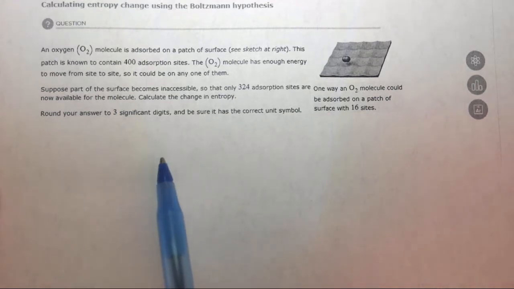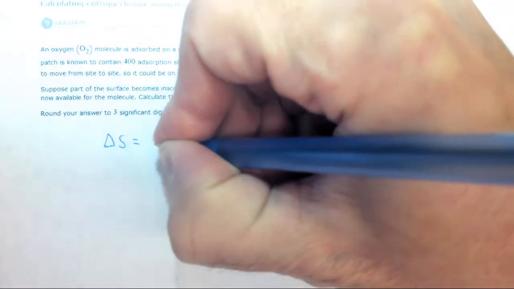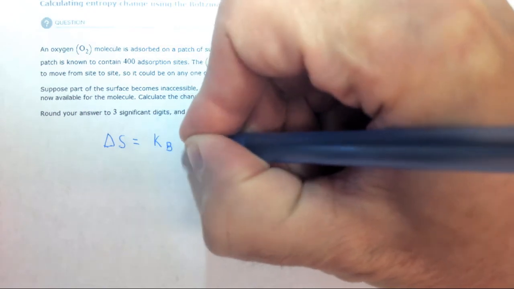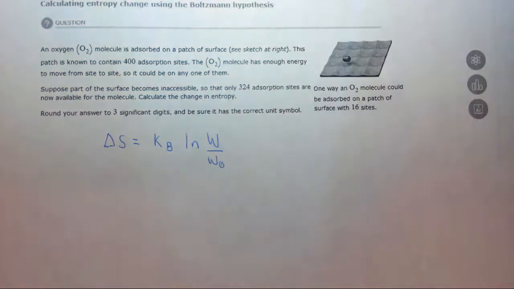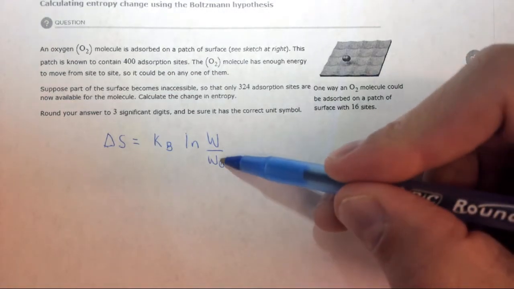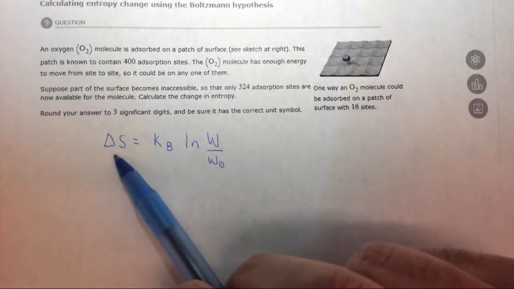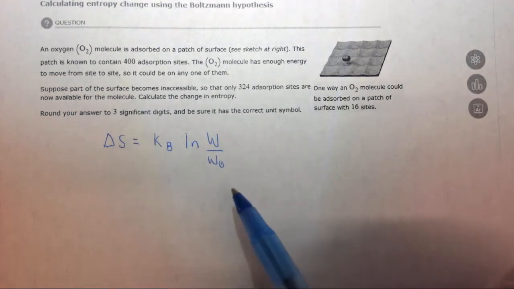So in the previous question, we used the entropy definition from Boltzmann. Here we want to use the change in entropy, and that is delta S equals KB times the ln of W over W0. So this is the microstates of the final state, and this is the microstates of the initial state. And notice it's delta S instead of S. So this is how it changes.